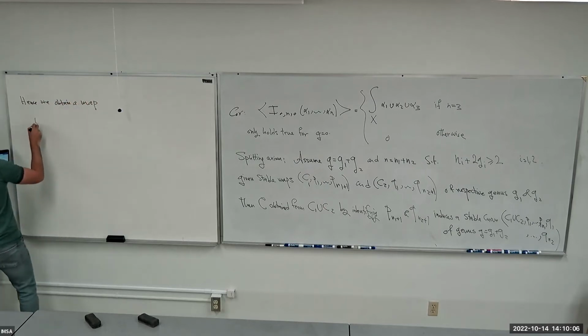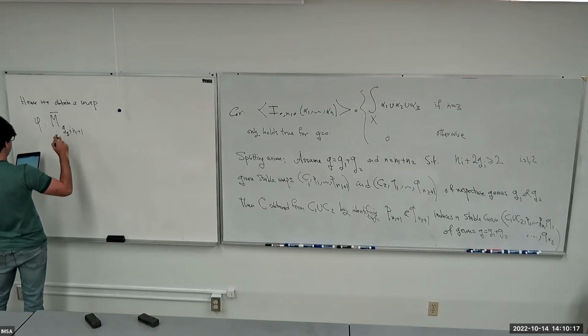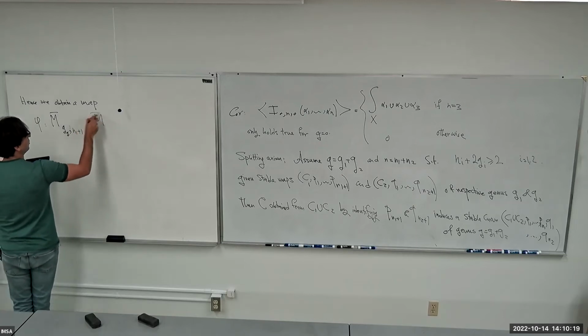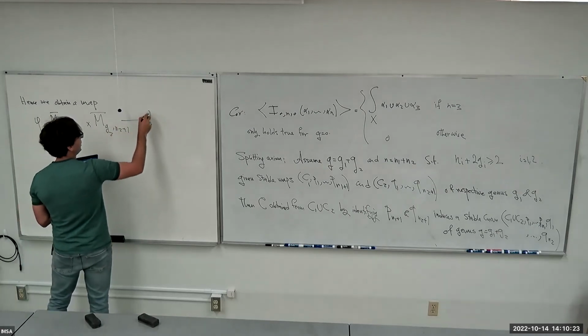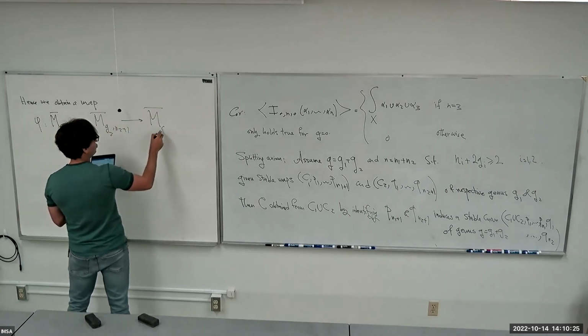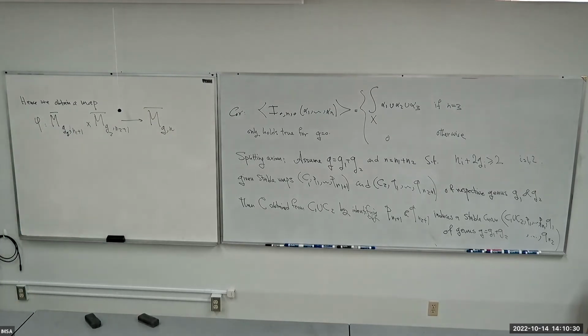From phi, M bar G1 and N1 plus 1 times M bar of G2 and N2 plus 1 to M bar of G and N, when N is N1 plus N2, based on that. So here is the splitting axiom.